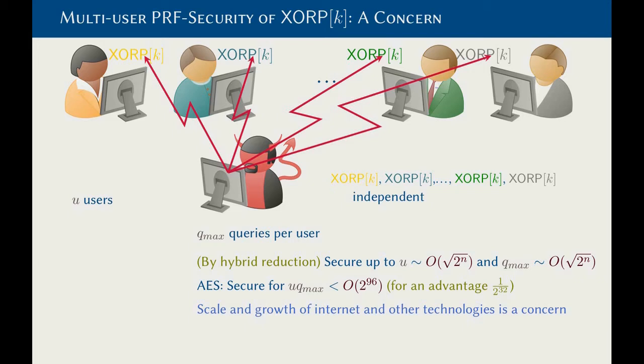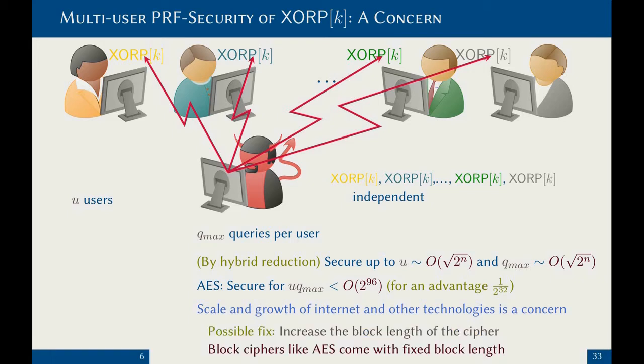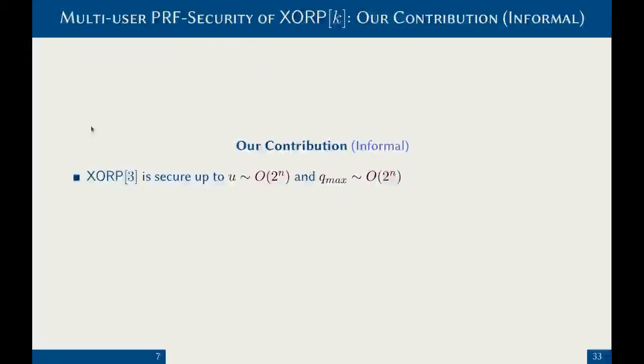Now, with the rapid growth of the internet and other relevant technologies, this margin looks pretty vulnerable. So, a possible fix that comes to mind is increasing the block length of the cipher. But block ciphers like AES, which is widely available, come with a fixed block length. So, we cannot increase the block length of the cipher.